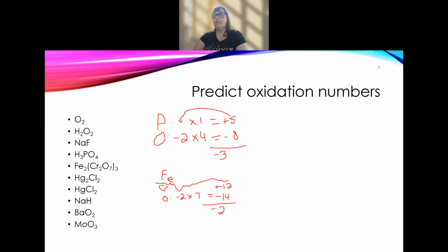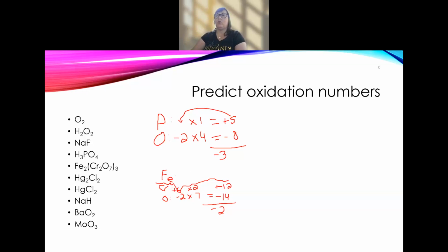But I also know that I have 2 of those chromiums. And that means that each one of them is going to be a plus 6. And I write that over my funky line. So each one of them is going to be a plus 6. So my oxygen is a minus 2. My chromium is plus 6.